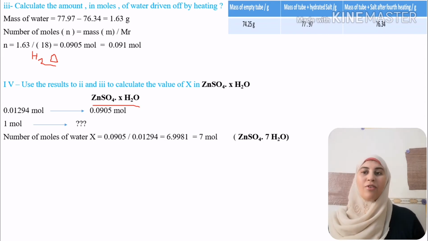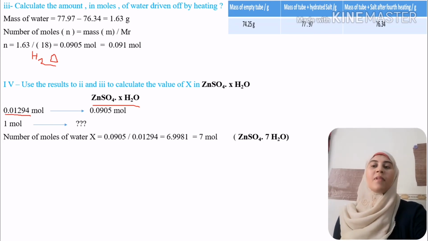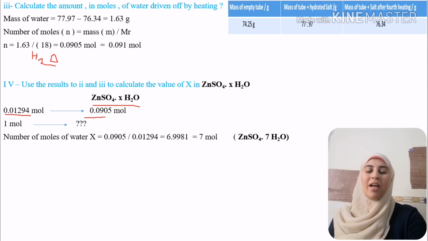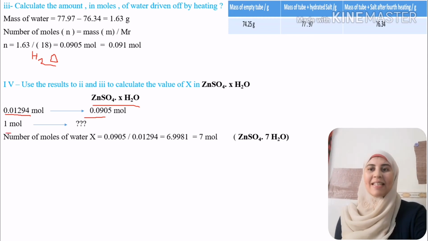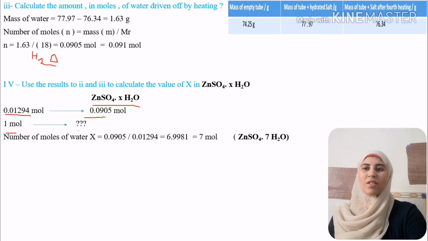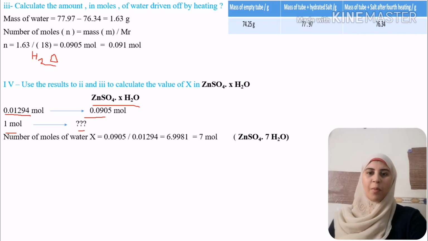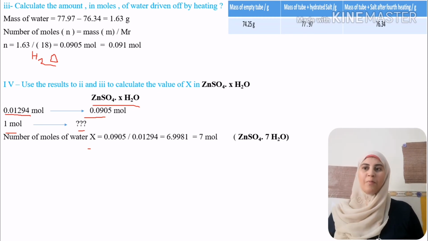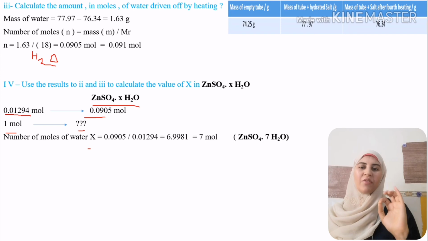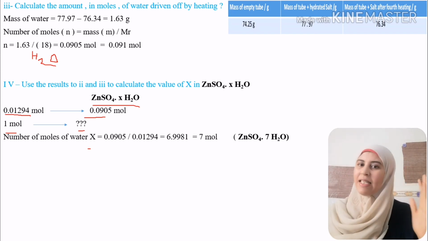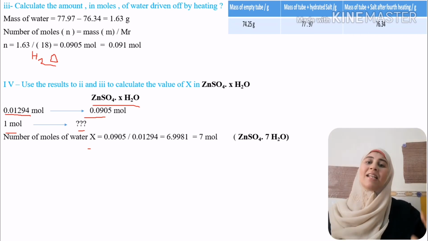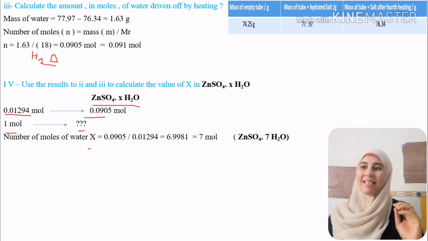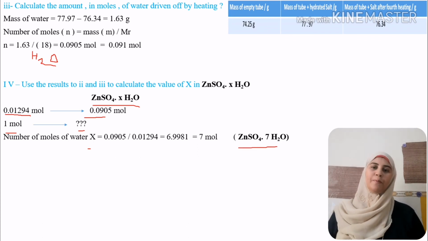Number of moles of zinc is 0.0129. Number of moles of water is 0.0905. So each one mole of zinc sulfate is attached with unknown moles of water. Just by using cross multiplication, we will calculate X, the number of moles. It is 6.9981, approximately 7. So we can say that the structure of our compound is ZnSO4·7H2O.